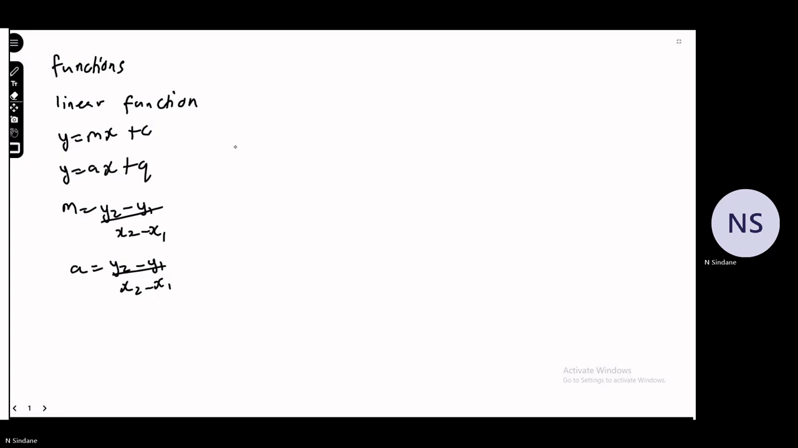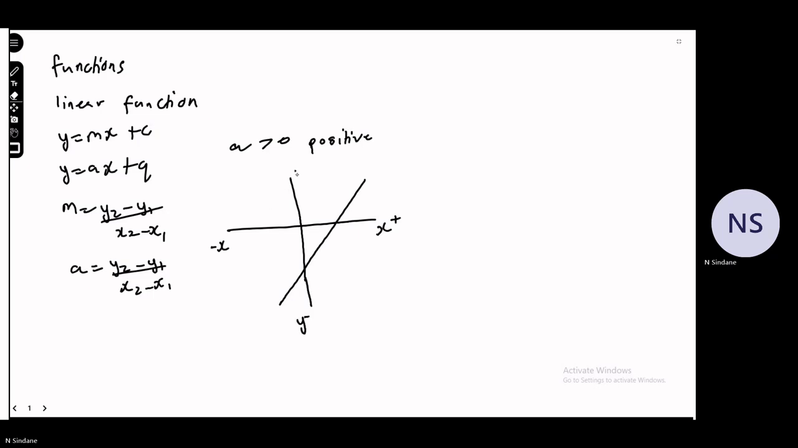Now the first graph is where a is greater than 0, meaning the value of a is positive. Your graph will look like this, something like that. In this case, your graph starts from negative infinity up to positive infinity for both x and y. This is going to be your negative infinity, and this is going to be your positive infinity, right?